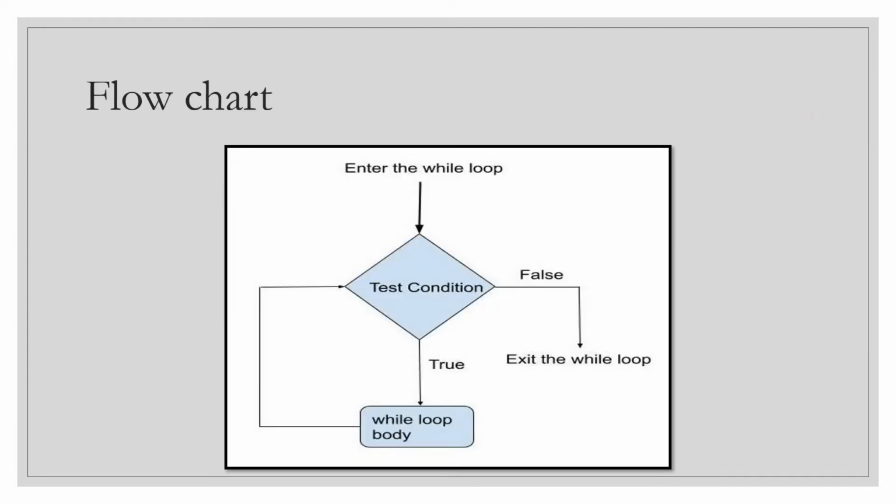Let's move on to the flowchart of the loop. This is the flowchart. We enter the while loop and check the condition. If the condition is true, the body of the while loop will be executed. If the condition is false, we exit the while loop. So this is the flowchart of the while loop. Now let's have some practical examples which will explain the while loop.